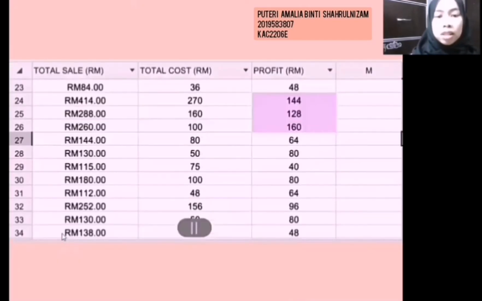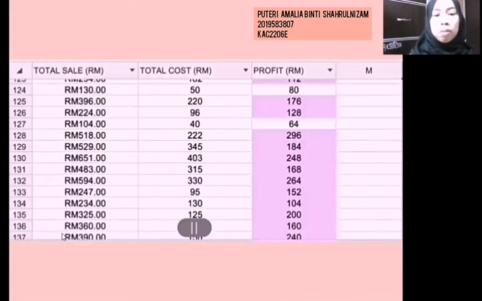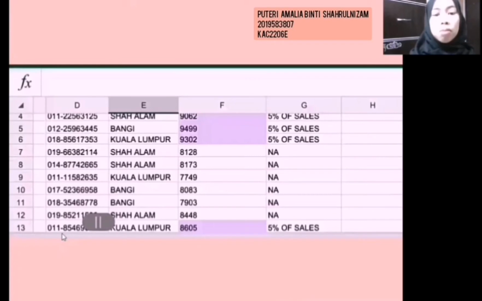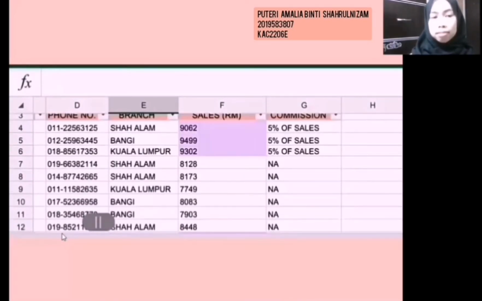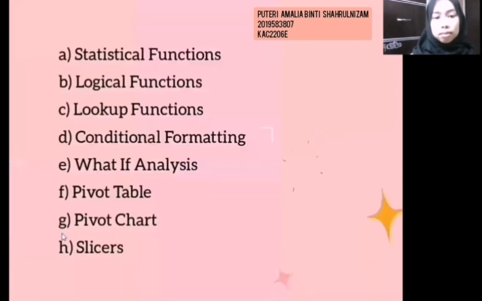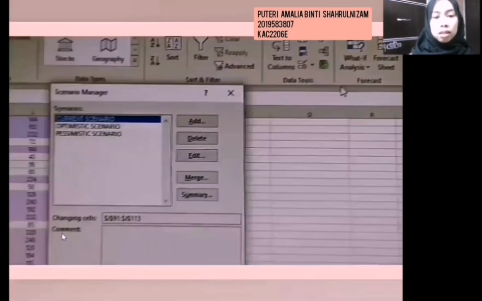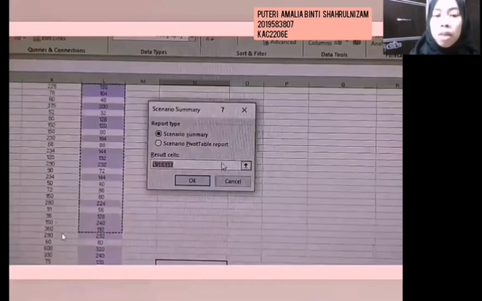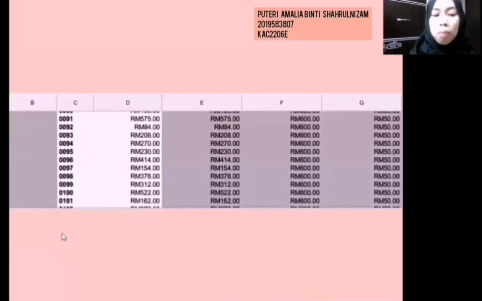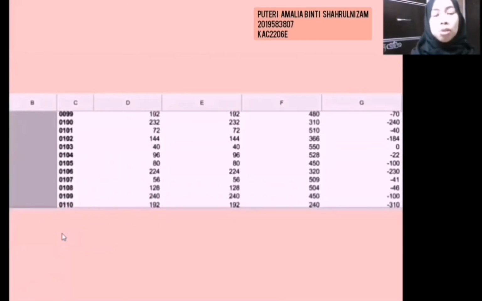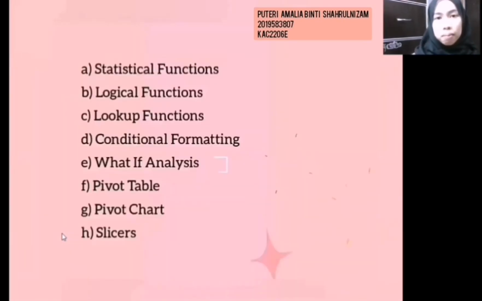Here are conditional formatting. We use conditional formatting to see the profit higher than 100 ringgit and also to see which salesman received commission. For what if analysis, we use the scenario manager. We use the scenario manager on the month May to see the changes in profit if the sales number increased or decreased due to Hari Raya Idul Fitri.